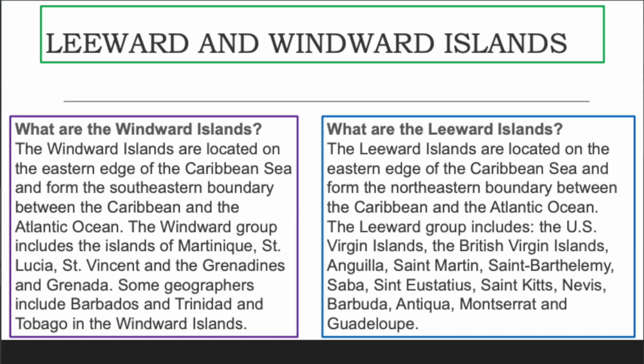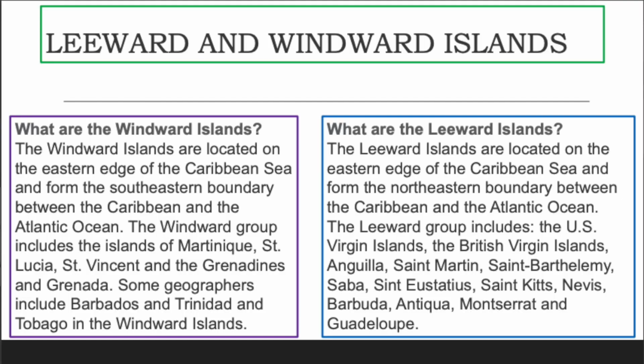So the Windward Islands. The Windward Islands are located on the eastern edge of the Caribbean Sea and form the southern boundary between the Caribbean and the Atlantic Ocean. The Windward group includes the islands of Martinique, St. Lucia, St. Vincent and the Grenadines, and Grenada. And some geographers include Barbados and Trinidad and Tobago in the Windward Islands, as they should. So that is the Windward Islands. And it says, importantly, these islands are located on the eastern edge of the Caribbean Sea, creating a boundary between the Caribbean Sea and the Atlantic Ocean. And I'll soon tell you exactly why it's called Windward.